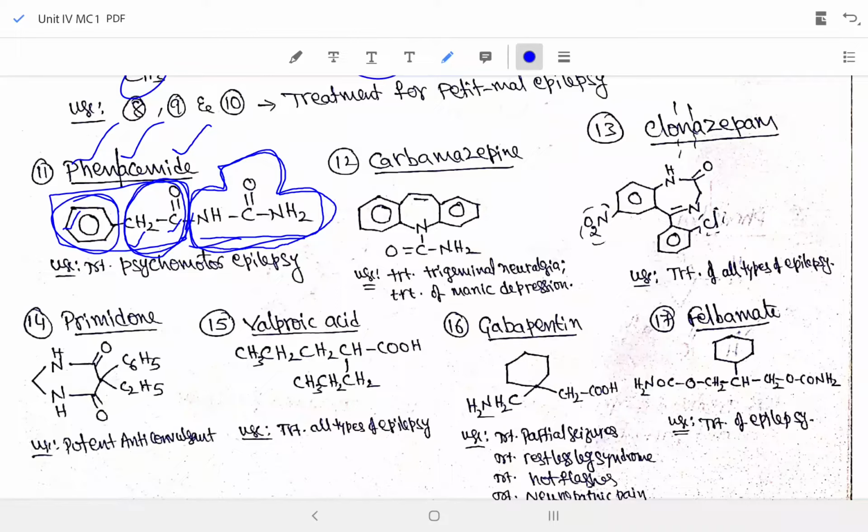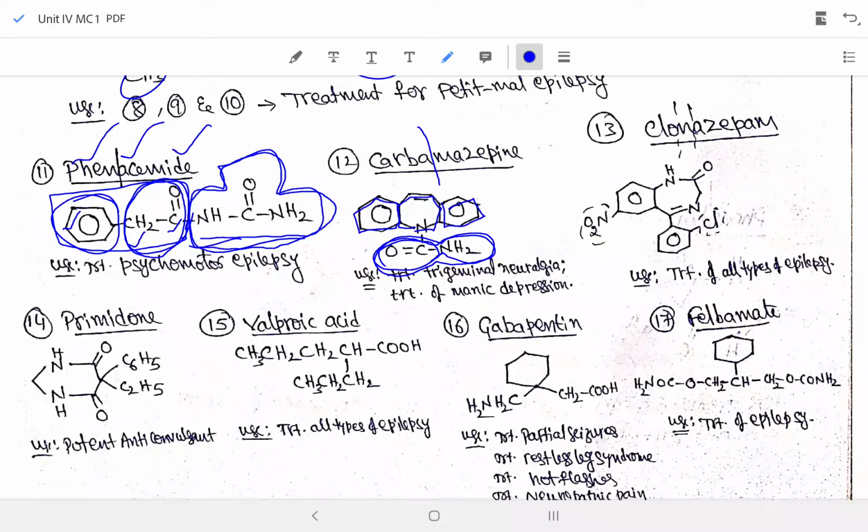Then comes carbamazepine. Here carba indicates the carbonyl group, and this is a carbamide. And azepine indicates a 7-membered ring with nitrogen as heteroatom. Azepine, carbamazepine. It is further fused, side by side, with 2 phenyl rings. This is the structure of carbamazepine.